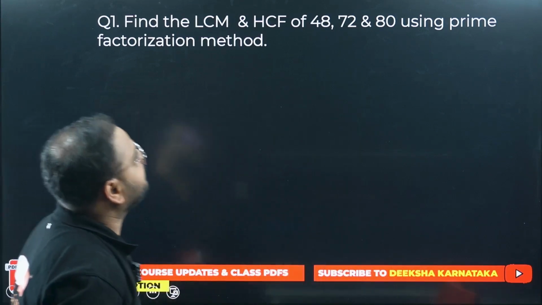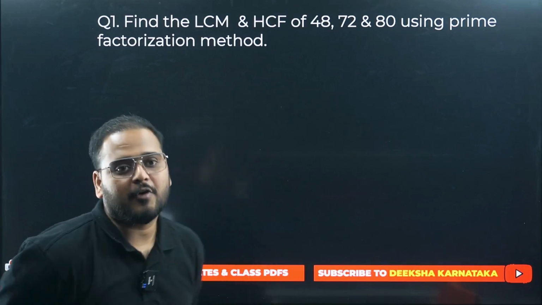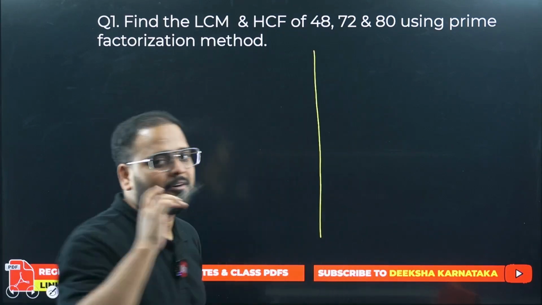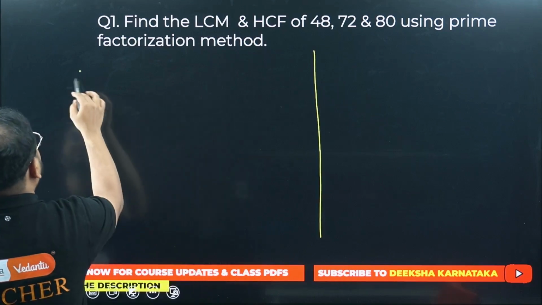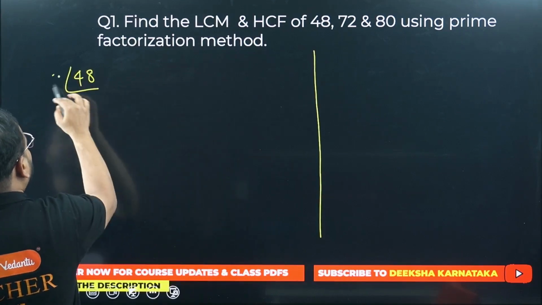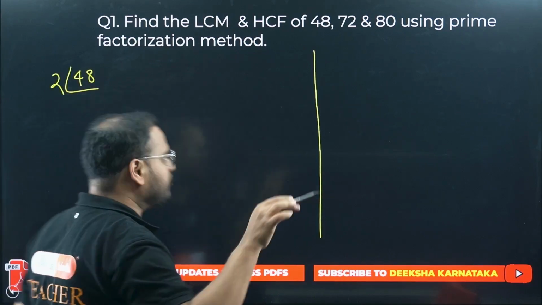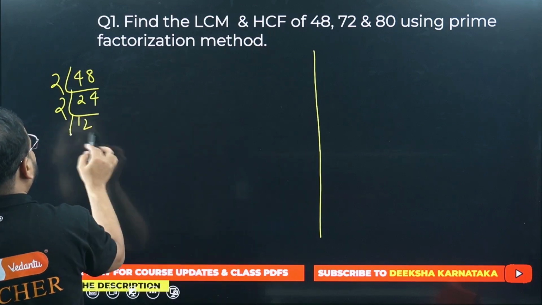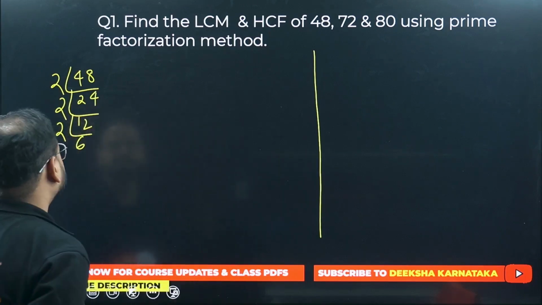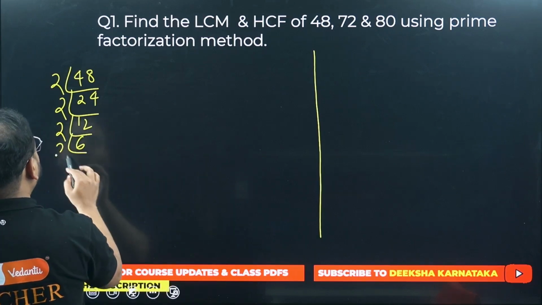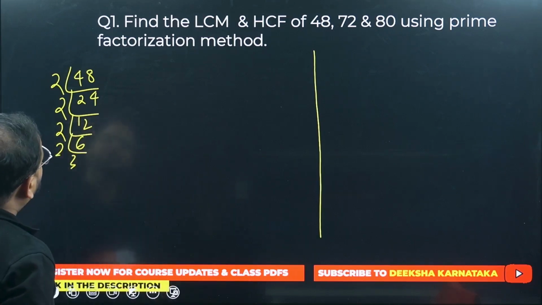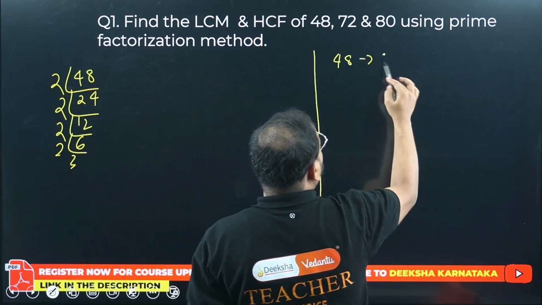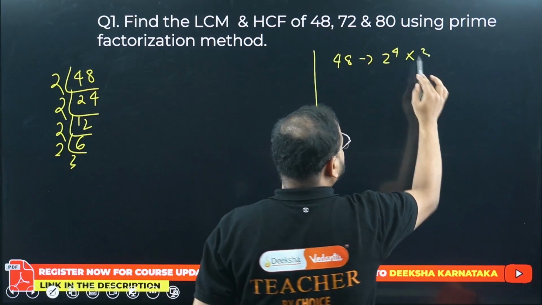Find the LCM and HCF of 48, 72 and 80. First approach is to find prime factorization. Let's do it here. 48: I can divide by 2, I need prime factors. That gives 24, 12, 6, and again by 2 gives 3. So 2 to the power 4 and 3. I can write 48 as 2 power 4 times 3.